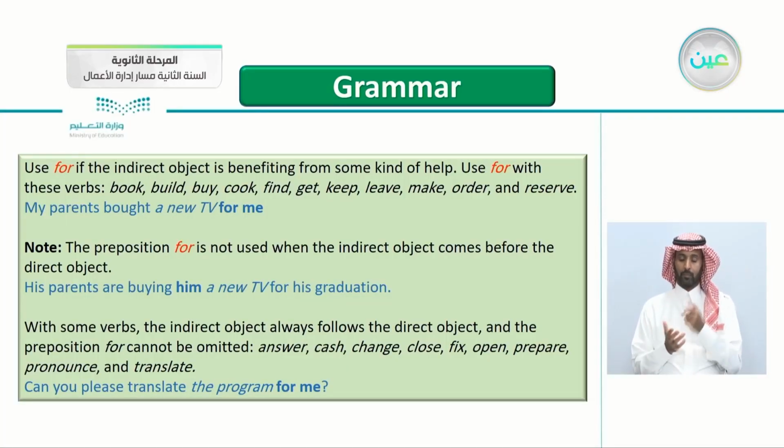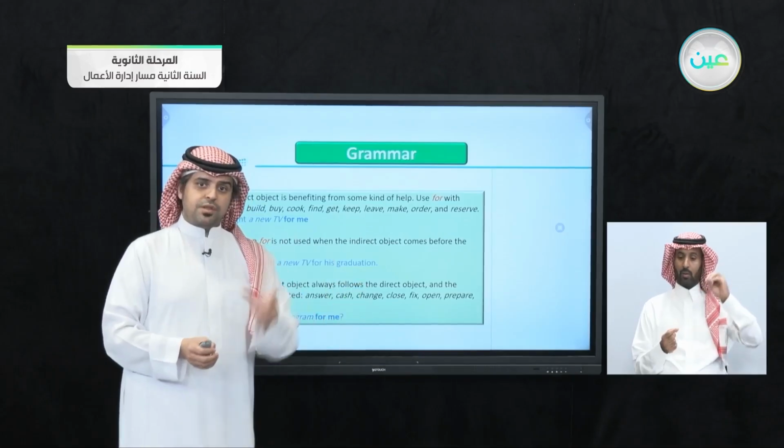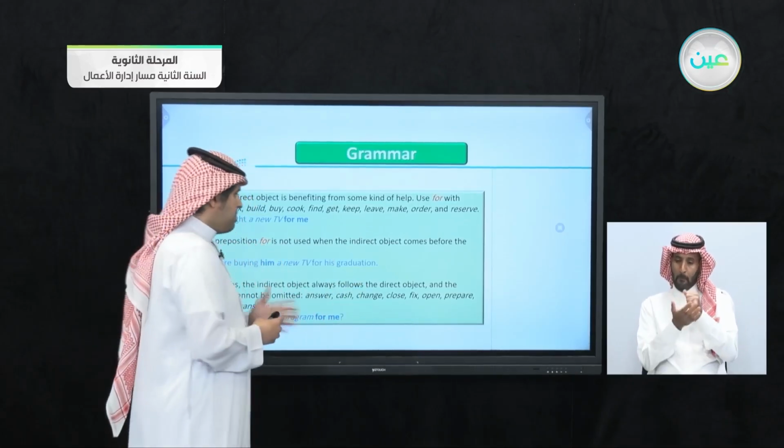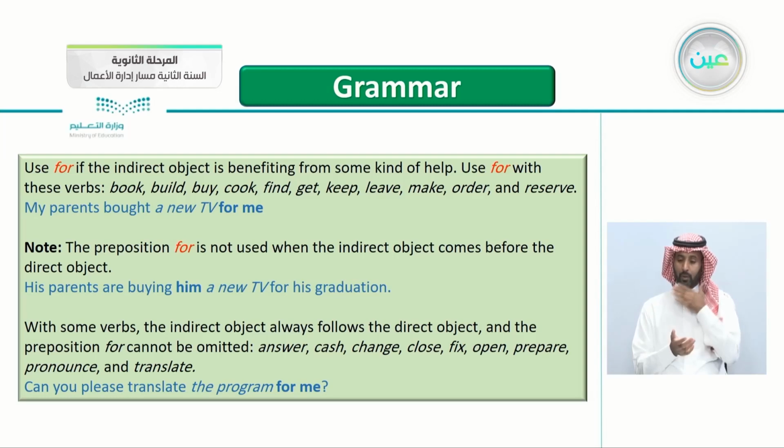Note the preposition for is not used when the indirect object comes before the direct object. Same as to, if the indirect comes before the direct, we omit the preposition. His parents are buying him a new TV for his graduation. With some verbs, the indirect object always follows the direct object, and the preposition for cannot be omitted: answer, cast, change, close, fix, open, prepare, pronounce, and translate. Can you please translate the program for me? So here we cannot omit for.